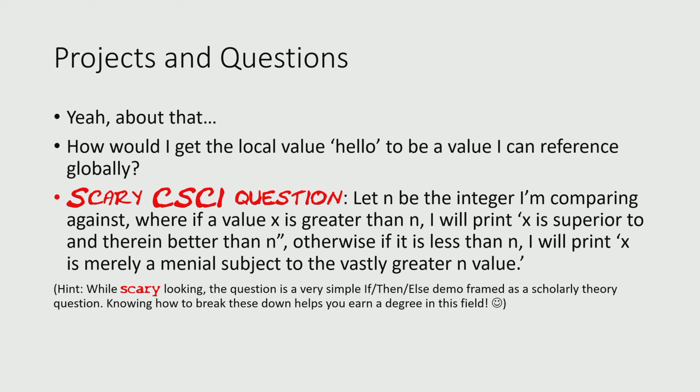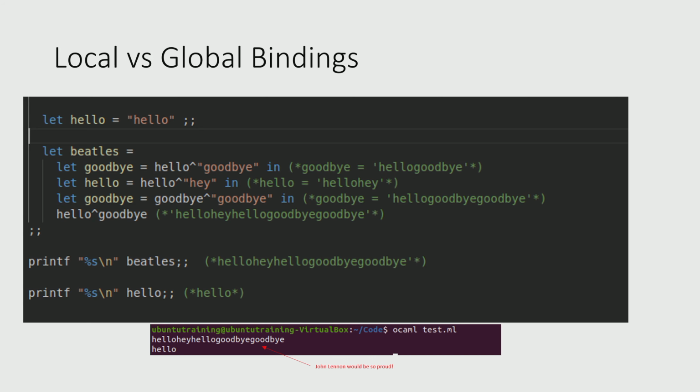Question number 1 would be, how would I get the local value hello to be a value I can reference globally? You remember that back here, this hello that exists inside the Beatles function, that's hello hey, as it should say. How could I actually print that out here? Feel free to change the variable name if that helps, but we just want this hello hey to be referenced, where we can printf it outside of the Beatles function and still use it.